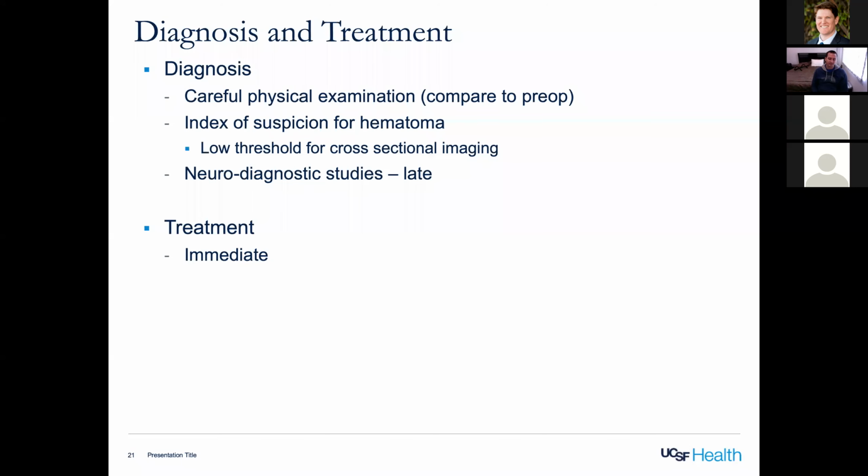Yeah. Diagnosis real quick. What is your opinion on the ideal cross-sectional imaging? Is it a CT with contrast?